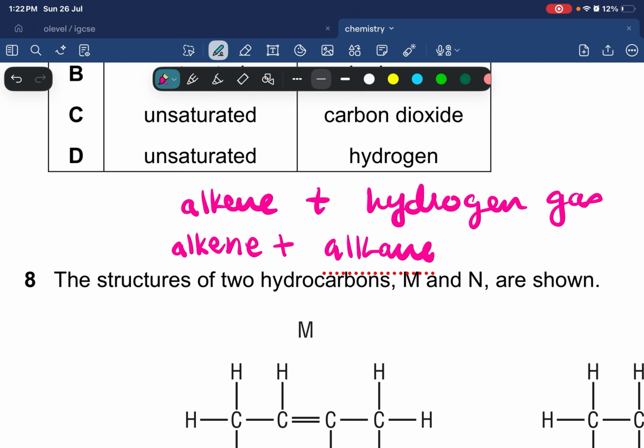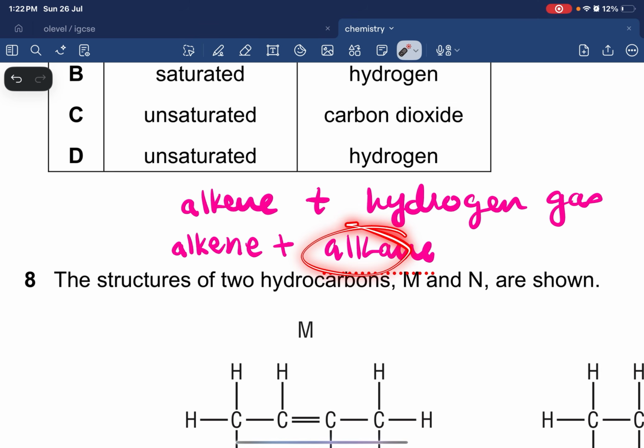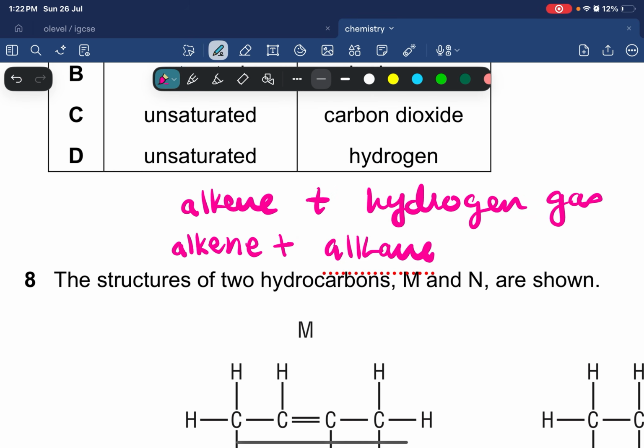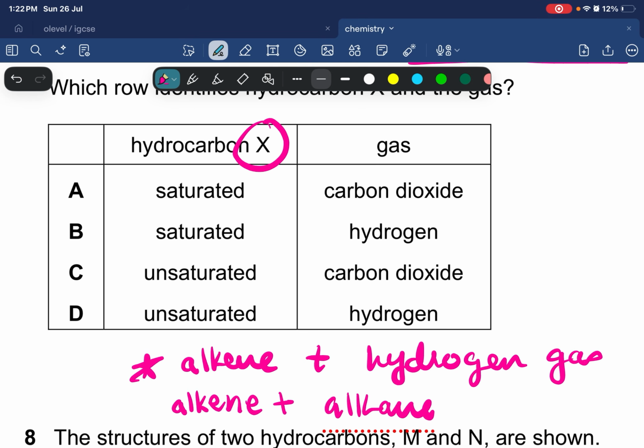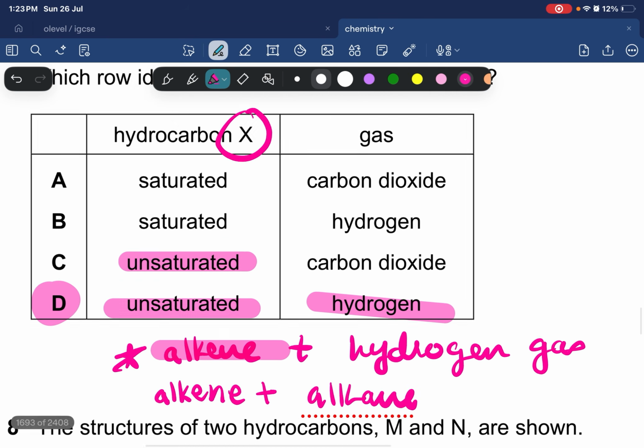There are only two possibilities. You cannot form an alkane and hydrogen gas. It's impossible. Why? Because if you balance out the numbers, you're going to realize that it's always either an alkene and alkane, or an alkene and hydrogen gas, but it can never be an alkane and a hydrogen gas. Got it? So over here, if it's a gas, then we're dealing with an alkene and hydrogen gas. Hydrocarbon X, we're dealing with alkenes, right? If we're dealing with alkenes, then we're looking for unsaturation. And obviously, we're cracking, and I told you the only gas you can release in cracking is hydrogen gas.